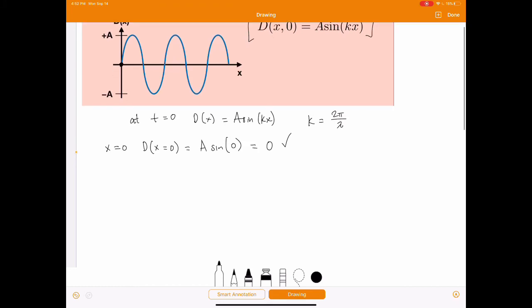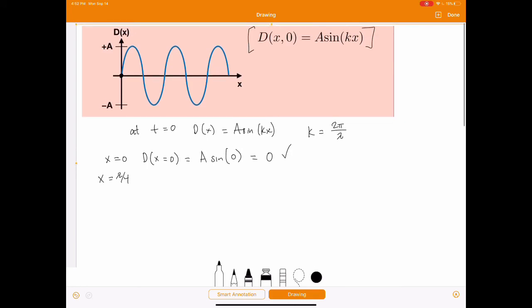Okay, what if we plug in x equals lambda divided by 4? So here, if we start at x equals 0 and go a quarter wavelength, we'd be up here now, because this is a full wavelength. So we'd be at this peak, or this crest of the wave, right here at a quarter wavelength.